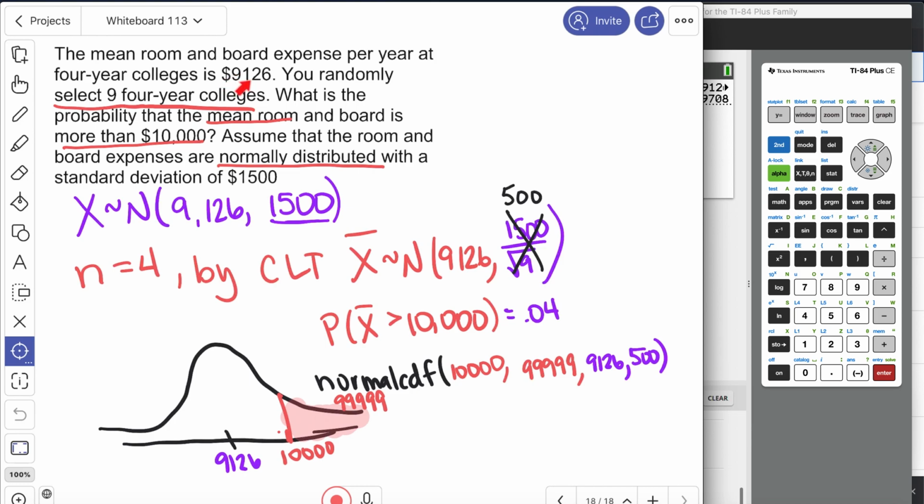What are the chances that when I pull 9 random colleges, it's going to get me a value that's this big or anything bigger than that? Well, if this is the average cost, that shouldn't happen that often. That's what this is saying. As a matter of fact, it only happens 4% of the time by chance.